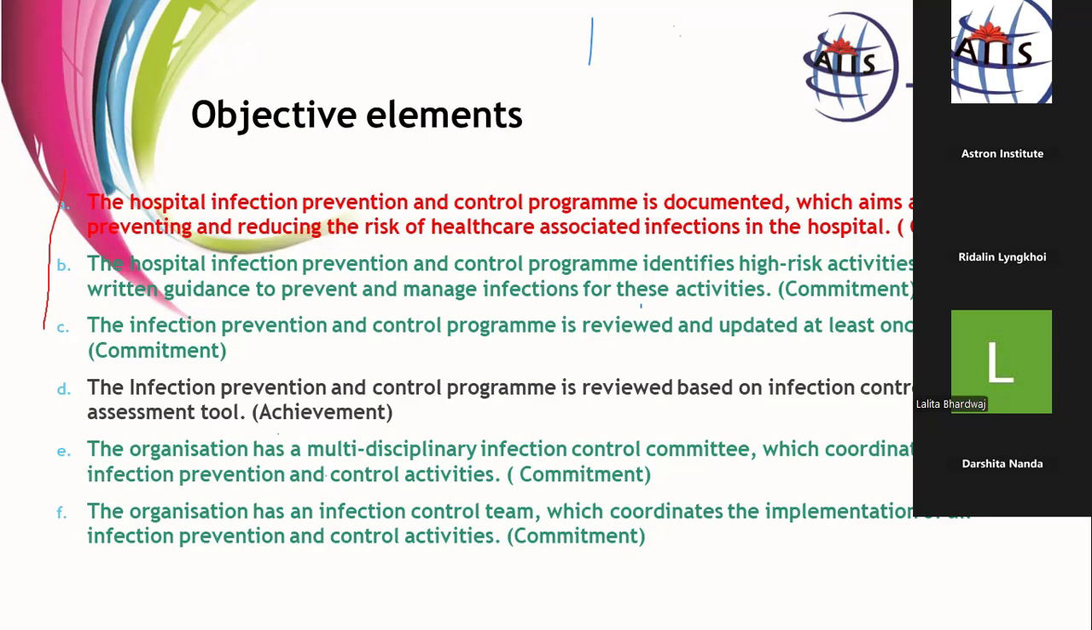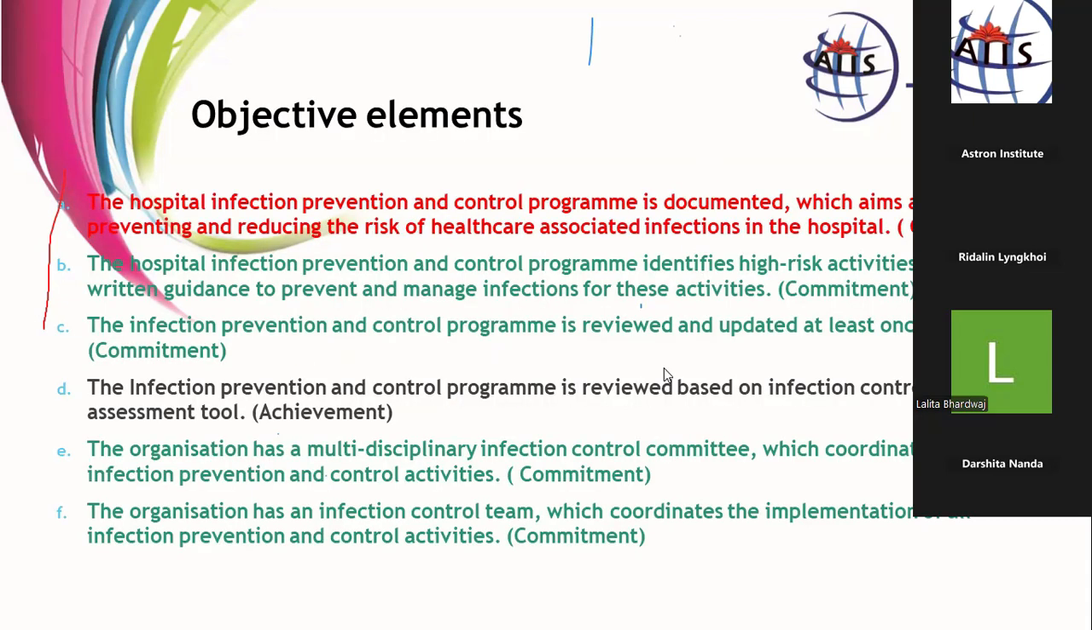D is the infection prevention and control program is reviewed based on the infection control assessment tool. So this is the new element. If you feel like your organization is sufficient to fill this assessment tool, you can download this assessment tool from the WHO site. This is the particular one tool with 9 or I think 15 pages. This tool covered all the elements, all the aspects related to HIC, and you have to fill this tool. So if you fill this and mark yourself, it will give you a better achievement.